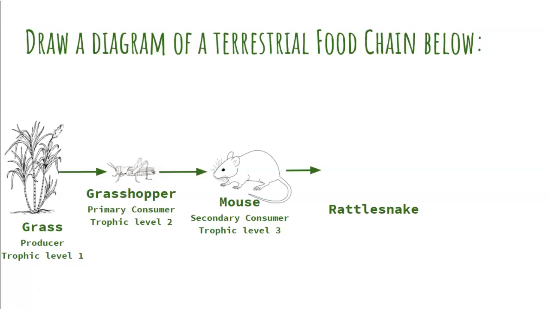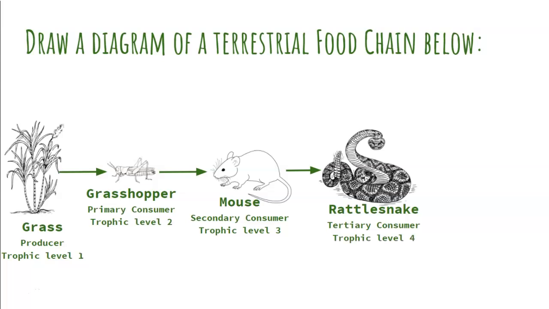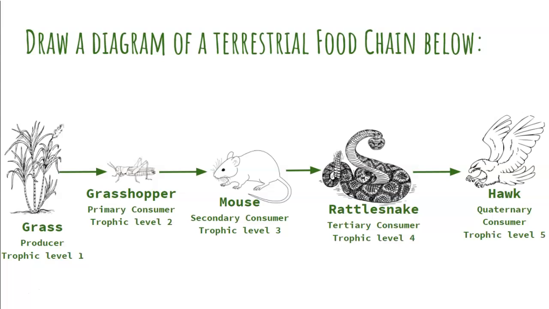This mouse's energy is being transferred to a rattlesnake. So I'm showing energy transfer to the rattlesnake. We would call this rattlesnake a tertiary consumer, or trophic level number 4. And last but not least, this rattlesnake may get eaten by a hawk, which would then be our quaternary consumer, or trophic level 5. So here's an example of a terrestrial food chain and how it would pass energy from the producer up to the highest consumer.